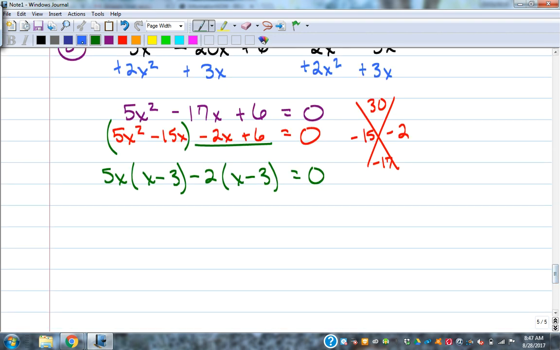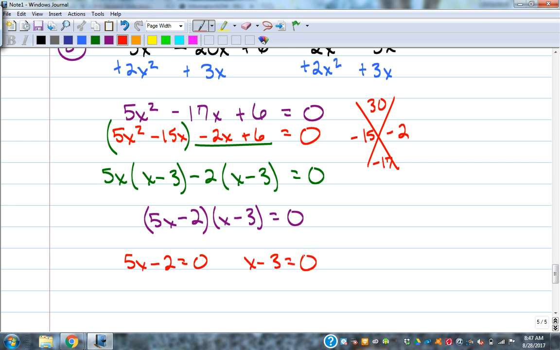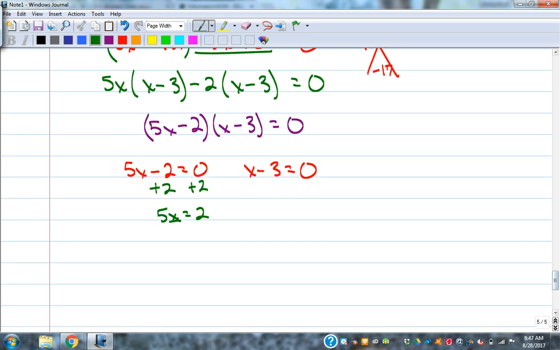The factored form, 5x minus 2, x minus 3. And then set each one of those equal to 0. X is 2/5. This was a little easier. X is 3.